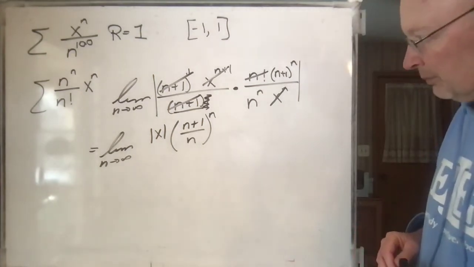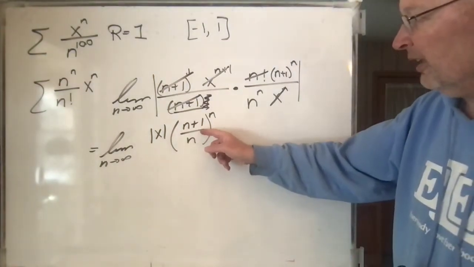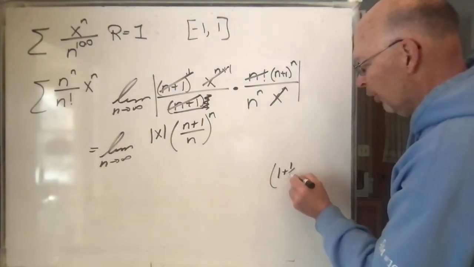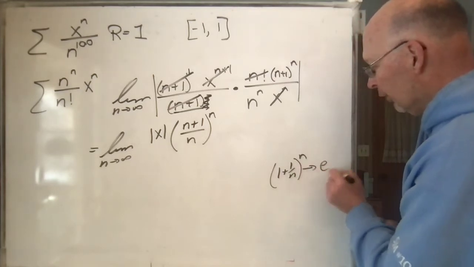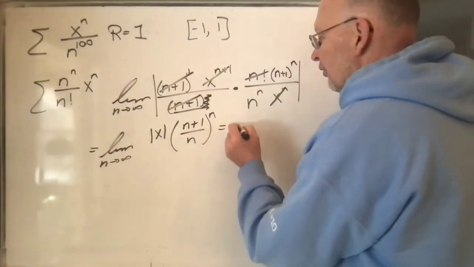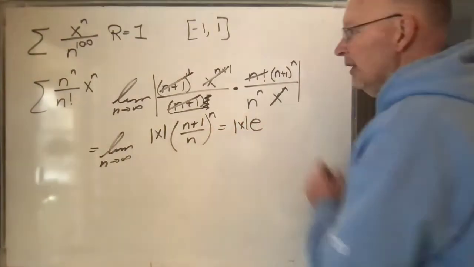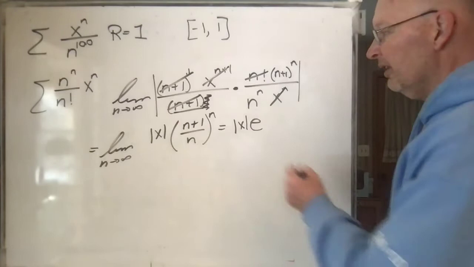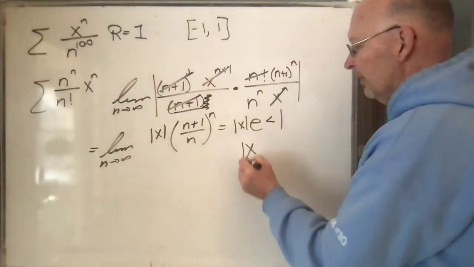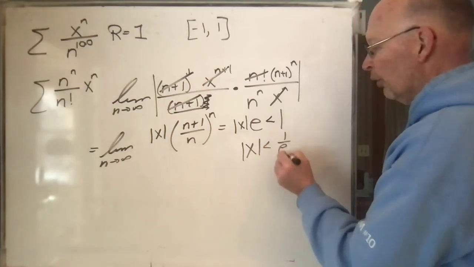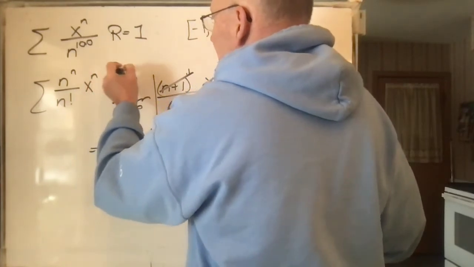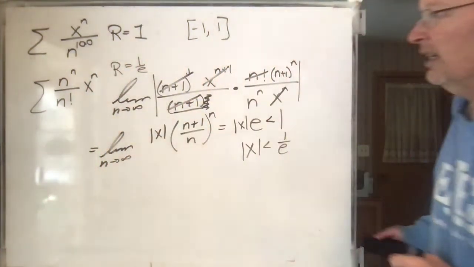And now you remember this thing. If you divide the top by the bottom, you get 1 plus 1 over n to the n, and recall that goes to e. Okay, so this all goes to e. So that's going to be this thing times e. What does the ratio test tell us? It tells us that this thing converges whenever that's less than 1 in size, which means that x is less than 1 over e. So there your radius of convergence is 1 over e.